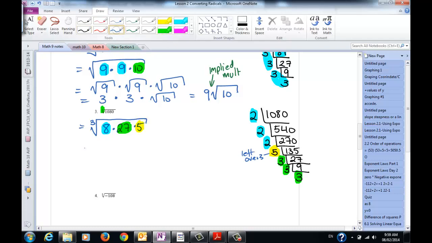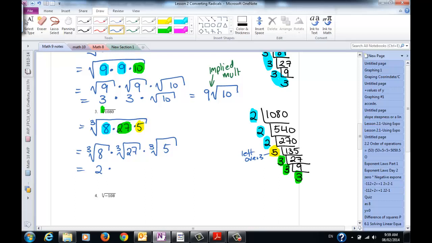Alright, well I can split this using my exponent laws. So I can rewrite this as the cubed root of 8 multiplied by the cubed root of 27 multiplied by the cubed root of 5. And we know that the cubed root of 8, so what number multiplied by itself 3 times equals 5 is 2.